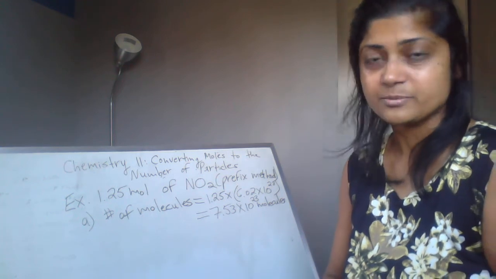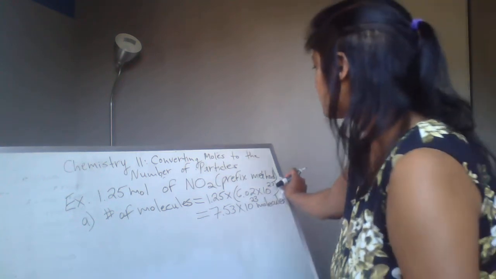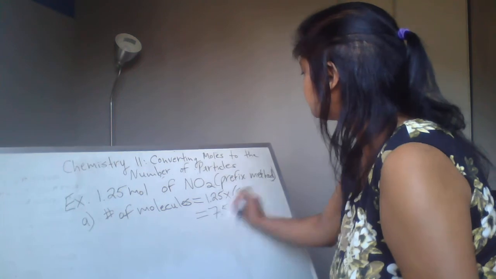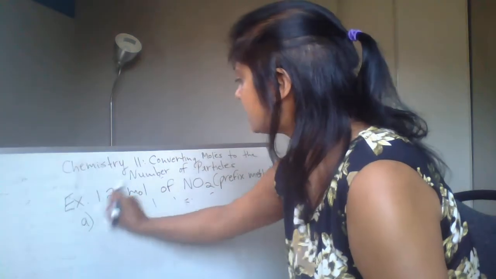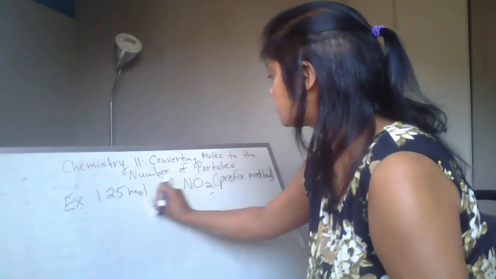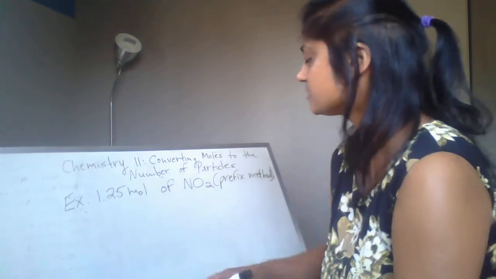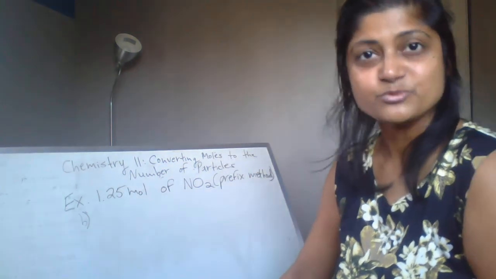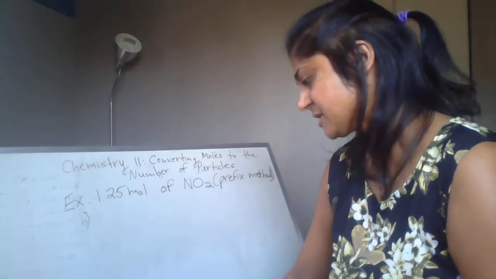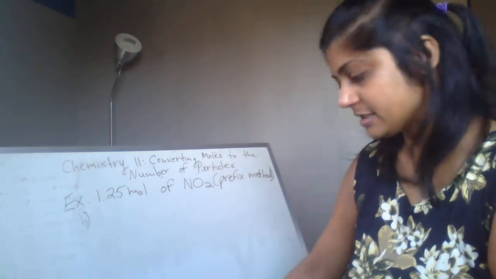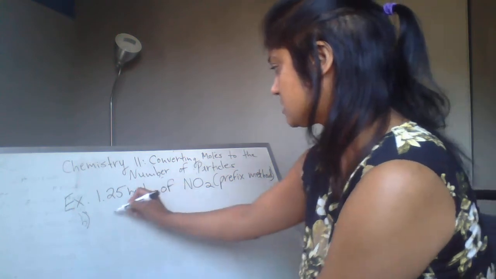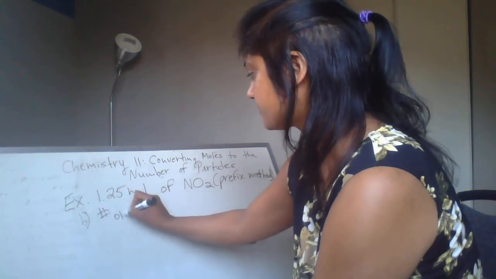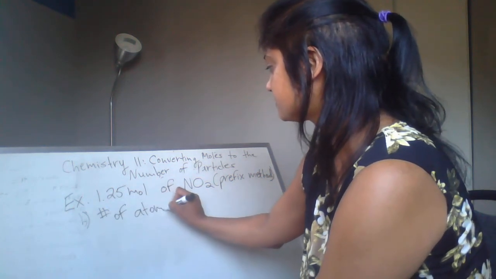So let's go to part B here. I'm just going to take off the first part. Part B is asking about the number of atoms. I'm going to read it out loud so everyone can hear it: how many atoms are in the sample? So I'm going to put here number of atoms.